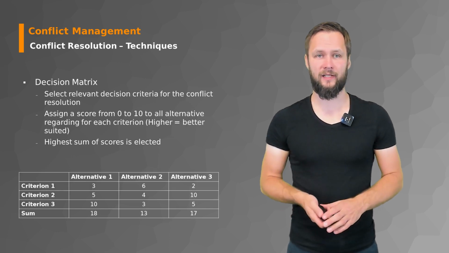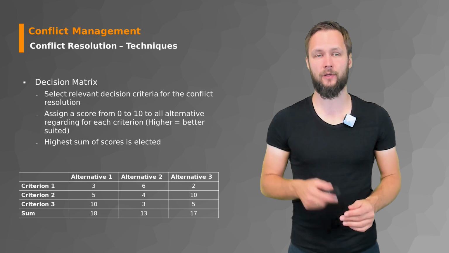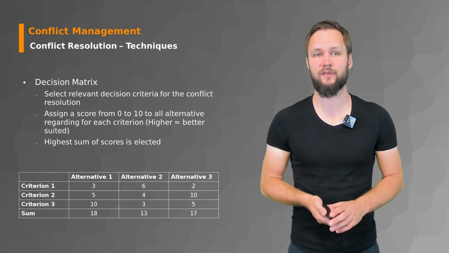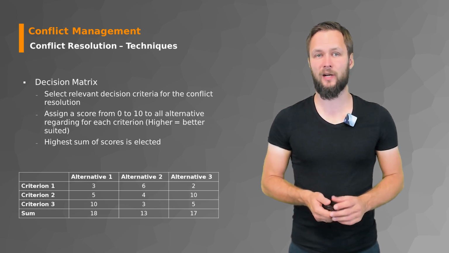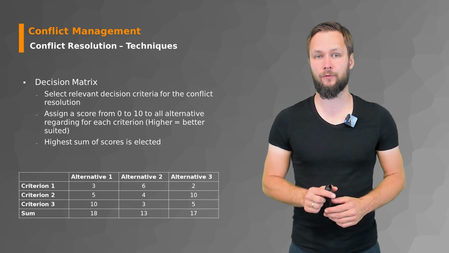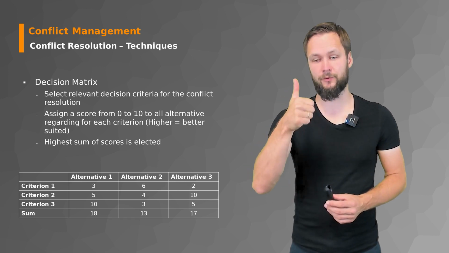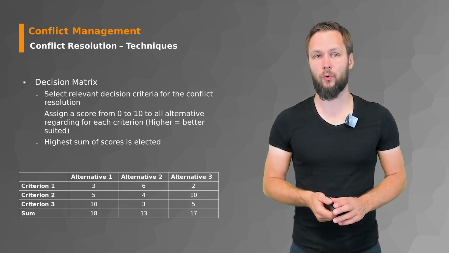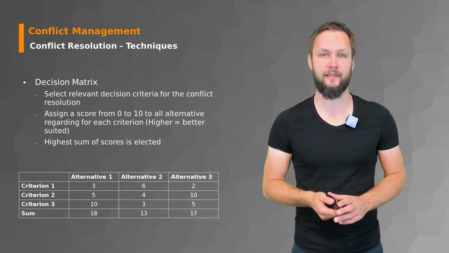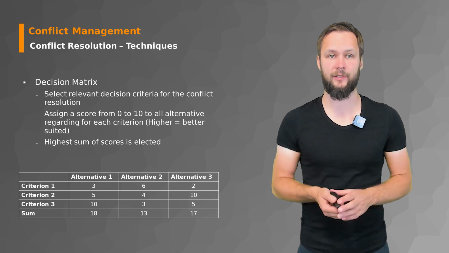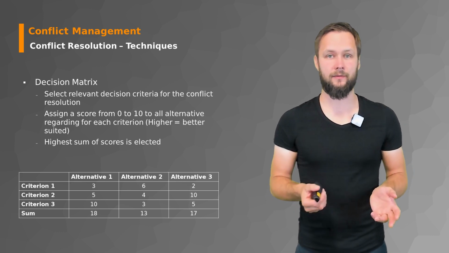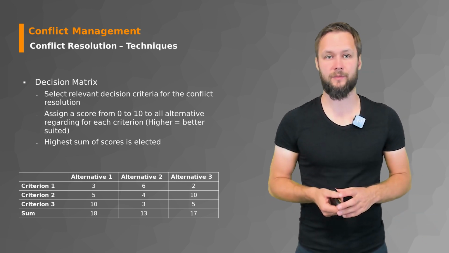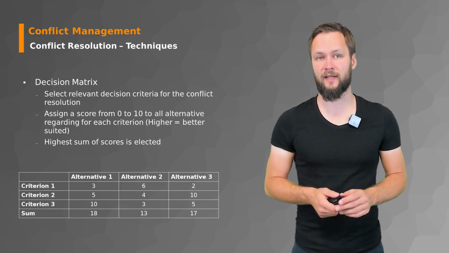And then finally, moving on to decision matrix, often built on top of what we just described. It selects relevant decision criteria for the conflict resolution. So you first have to define those. And then you assign a score from 0 to 10 to all alternatives regarding these criteria. Higher score equals better suited. The highest sum of scores is selected.